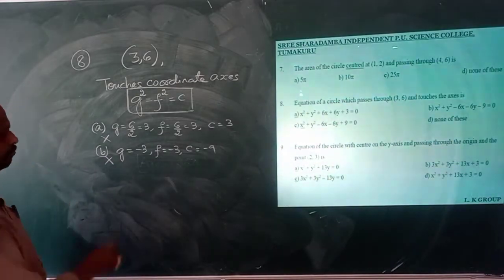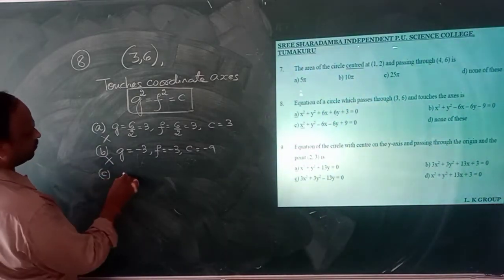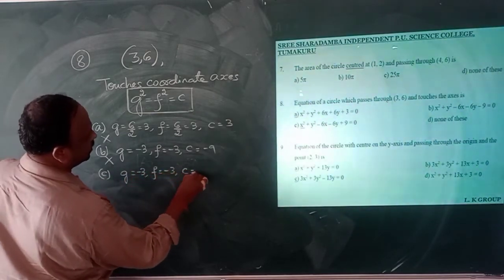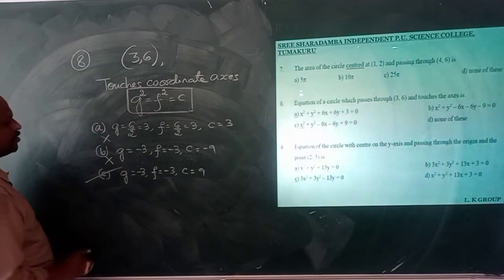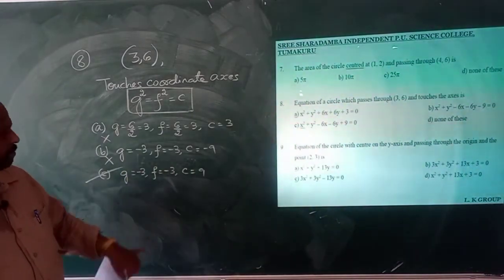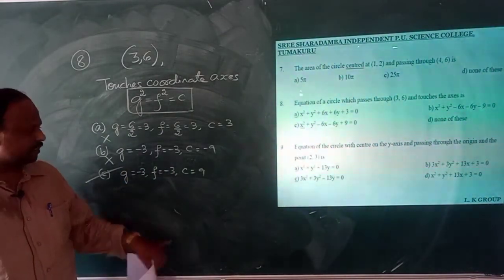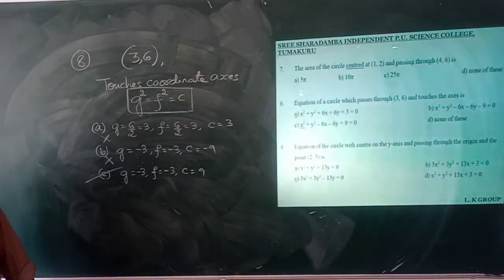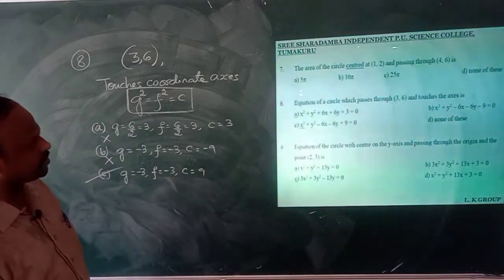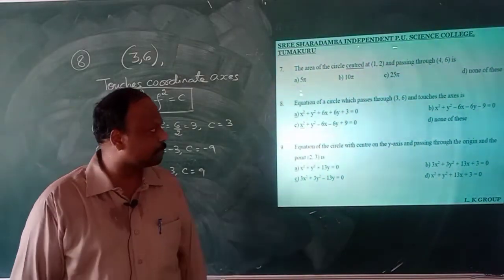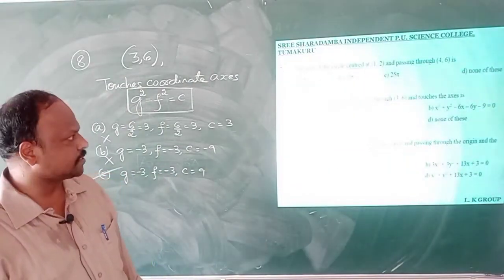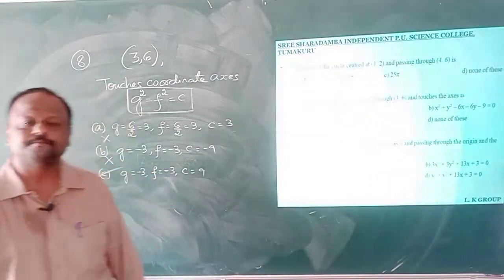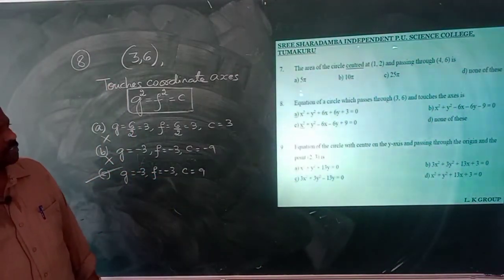Option C, g is equal to minus 3, f is equal to minus 3 and c is equal to 9. So here g square is minus 3 square 9, f square is minus 3 square 9, which is equal to 9. G square is equal to f square is equal to c. So therefore option C, the circle x square plus y square minus 6x minus 6y plus 9 is equal to 0 is the option. Here conditions are very important.